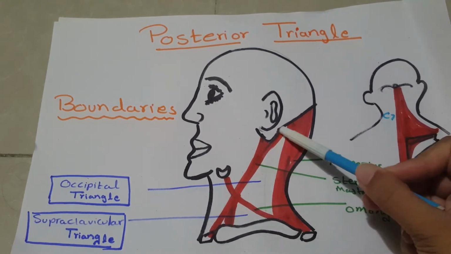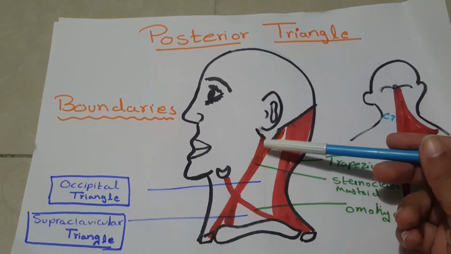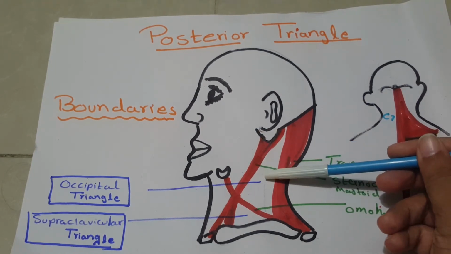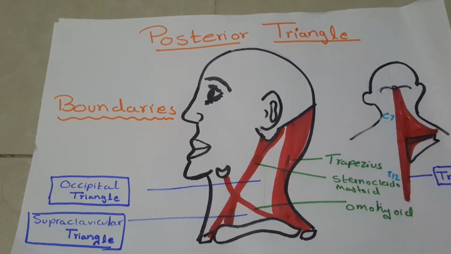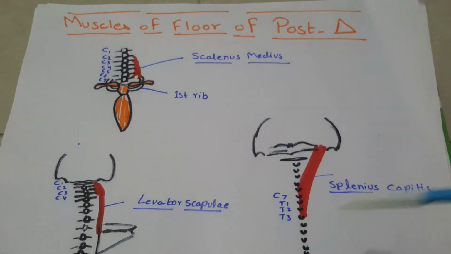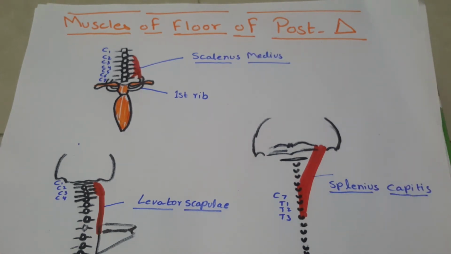Floor of the posterior triangle contains three muscles. These are splenius capitis, levator scapulae, and scalene medius muscle. So one by one we are going to discuss origin, insertion of these muscles forming the floor of the posterior triangle. In this diagram I have shown some muscles forming the floor of the posterior triangle.